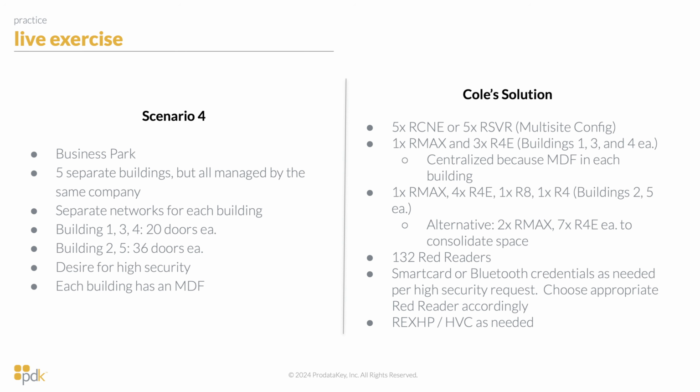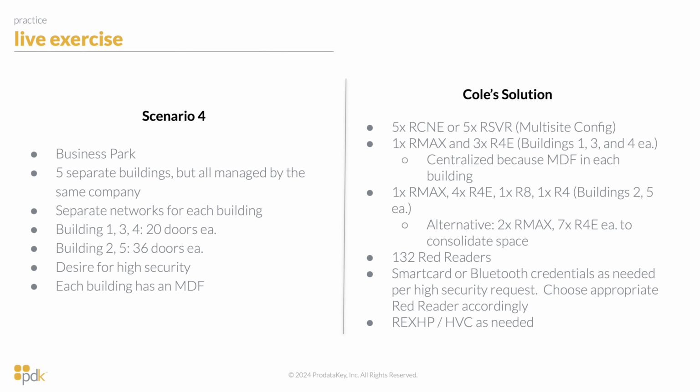The reason I went with the red readers is because they had requested high security. So we want both the OSDP and either the 13.56 or Bluetooth credentials to meet that. So 132 red readers of whichever variety we choose to meet our credentials, and our credentials that we will use will either be smart card or Bluetooth credentials. Which of those credentials we choose will determine which model of the red readers we go for exactly. So you can kind of alternate between the readers and the credentials to decide what your final bill of materials will end up being.